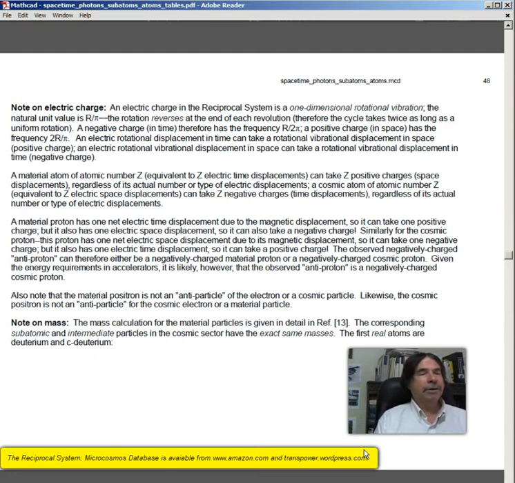The observed negatively charged, quote, antiproton can therefore either be a negatively charged material proton or negatively charged cosmic proton. Given the energy requirements in accelerators, it is likely, however, that the observed, quote, antiproton is a negatively charged cosmic proton. Also note that the material positron is not an antiparticle of the electron or a cosmic particle. Likewise, the cosmic positron is not an antiparticle for the cosmic electron or a material particle.